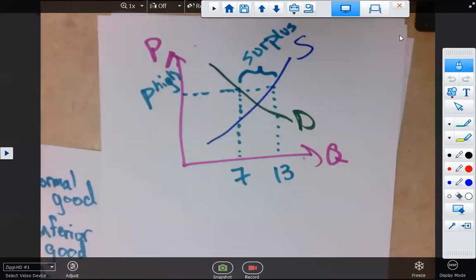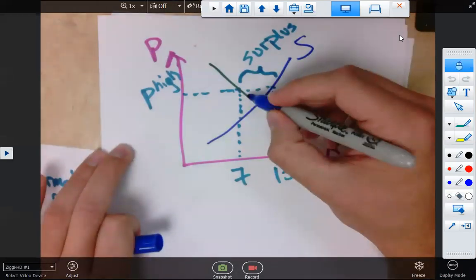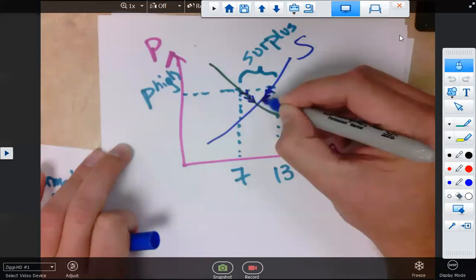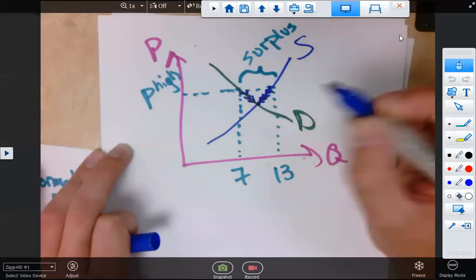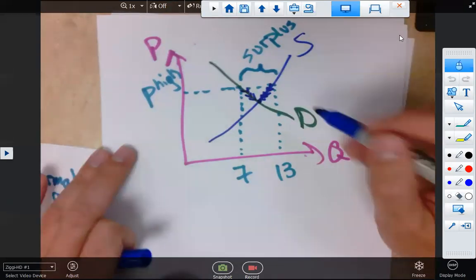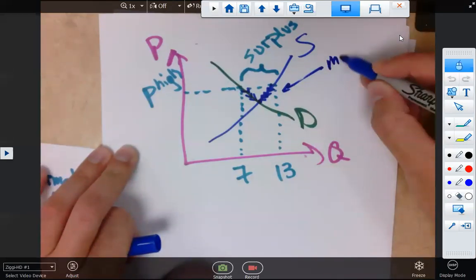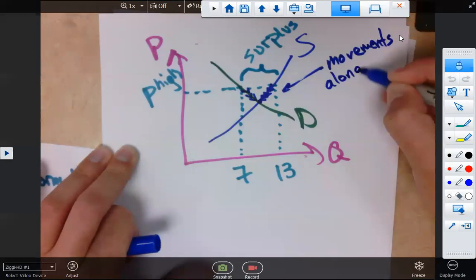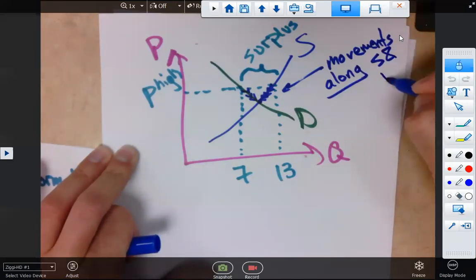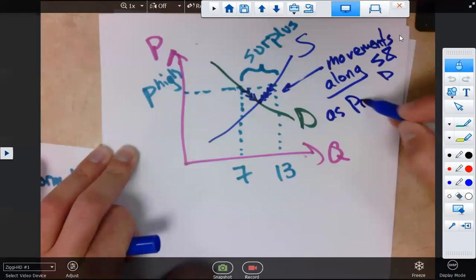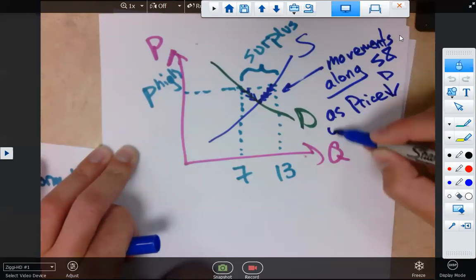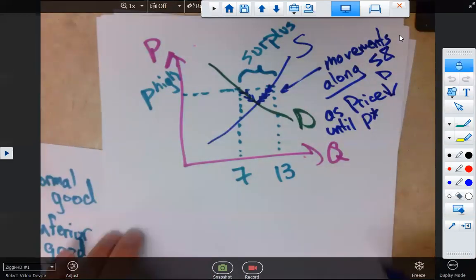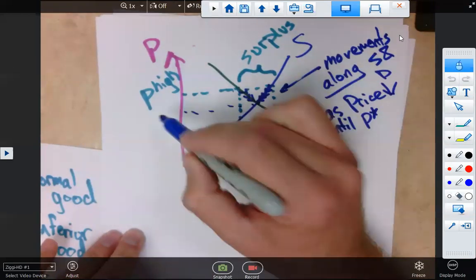This price is going to decrease. So there's going to be movements along the supply and the demand curve as the price decreases until we hit that equilibrium, until we get to that equilibrium price.